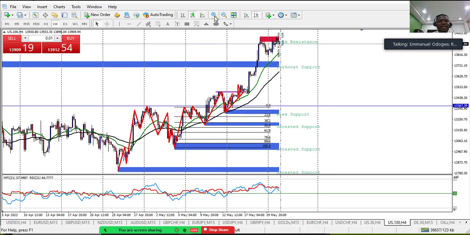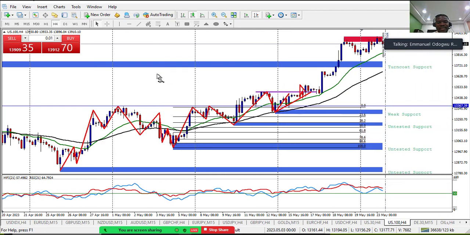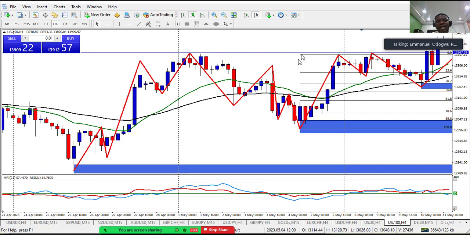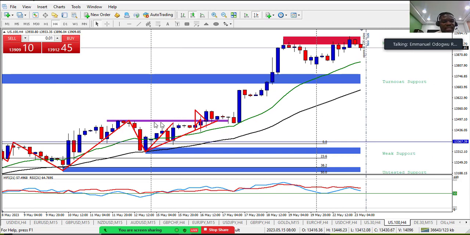Okay, the last time we were here, this was the drawing we did, indicating that this instrument has strength pushing it towards the upside. And that is what happened. So last time we were here, this was where the price was. And of course, it has taken out this high and it has pumped towards the upside. So if you have a buy on US 100, please, you want to still leave it open for swing trading. Very important because you can make more profit.